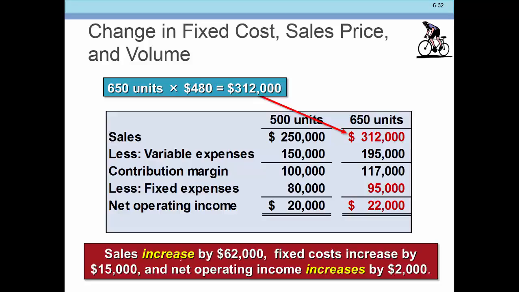Okay. Now, what happens? Would you do this? If you were the company, would you do this? I mean, in a classroom, we say, yeah, do it because it increased by $2,000. Would you risk all this to generate $2,000?